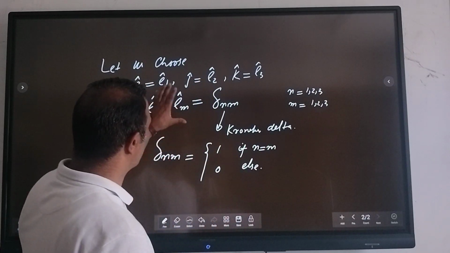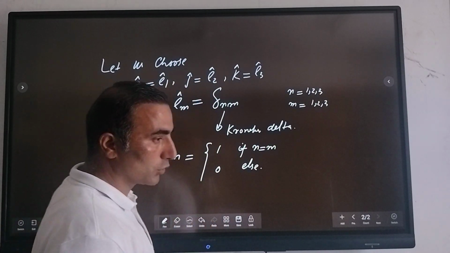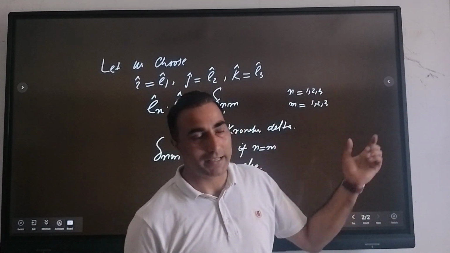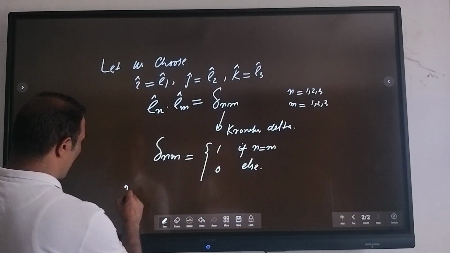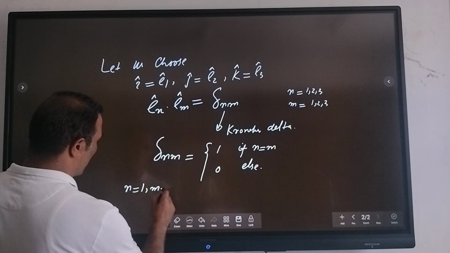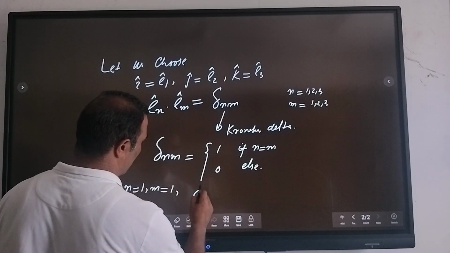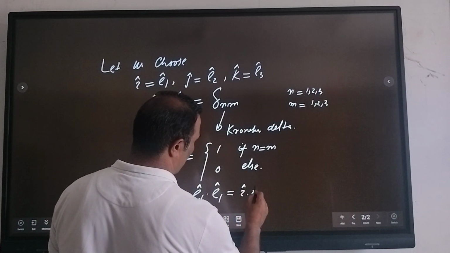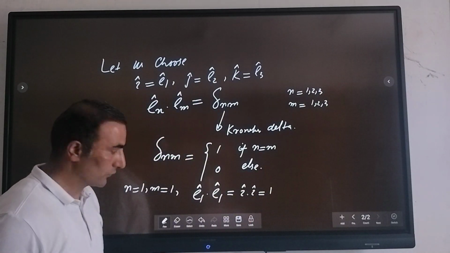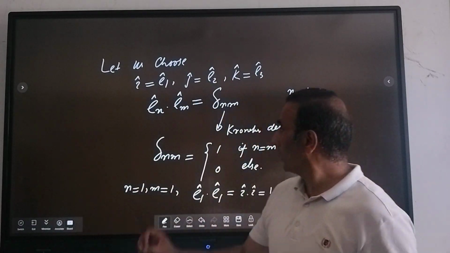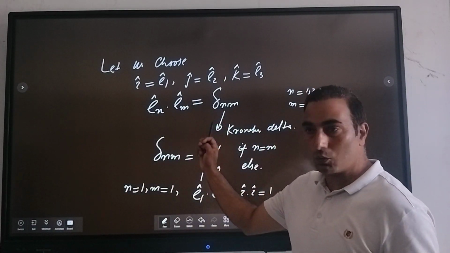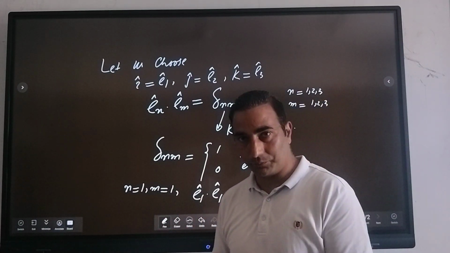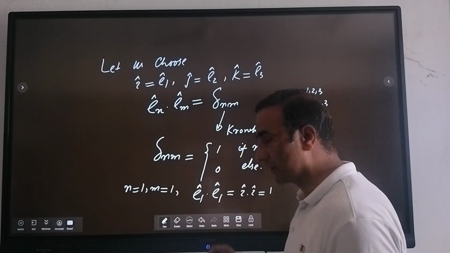So I'll give some examples. This is the orthonormality condition of these unit vectors. You can take different values of n and m. Suppose I take n equal to 1, m equal to 1. If n is equal to m, the value of this canonical delta will be equal to 1. Putting n equal to 1, m equal to 1, e1 dot e1, because e1 is the first, the i-th component, so that is i dot i equal to 1.